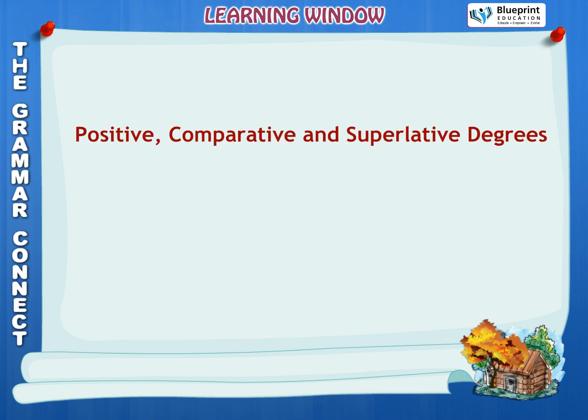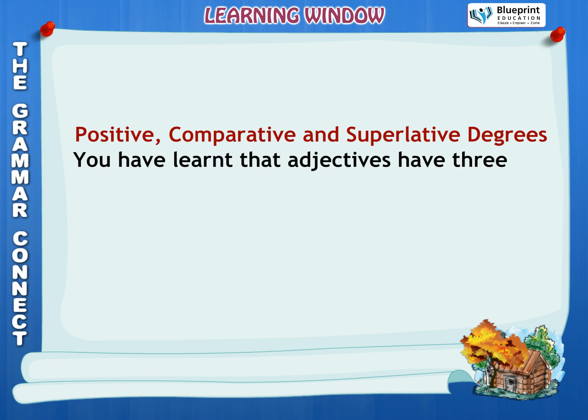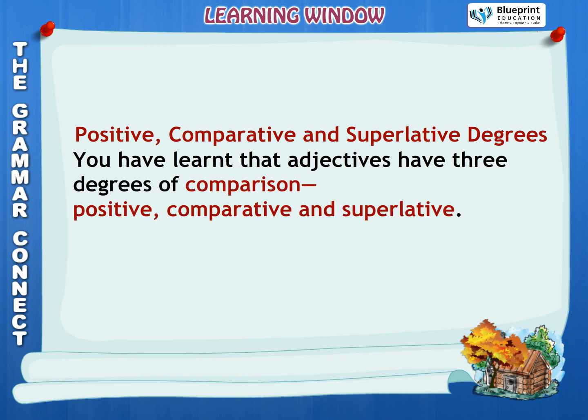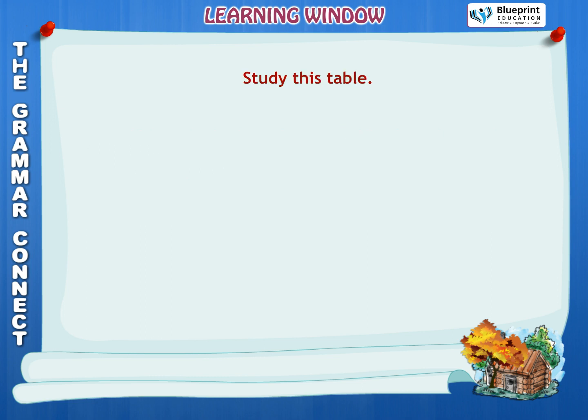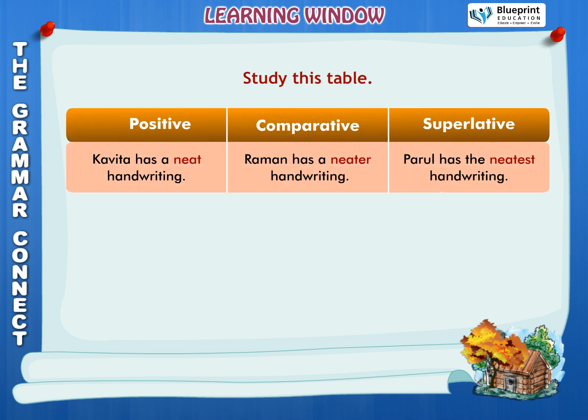Positive, comparative and superlative degrees. You have learnt that adjectives have 3 degrees of comparison: positive, comparative and superlative. Study this table. Positive: Kavita has a neat handwriting. Comparative: Raman has a neater handwriting. Superlative: Parul has the neatest handwriting.